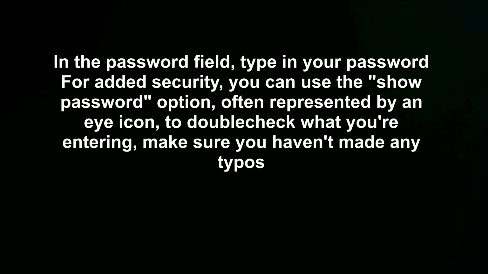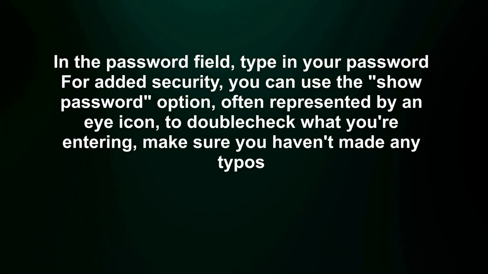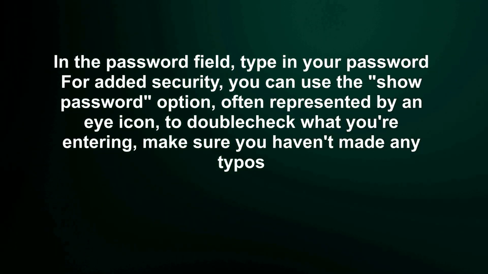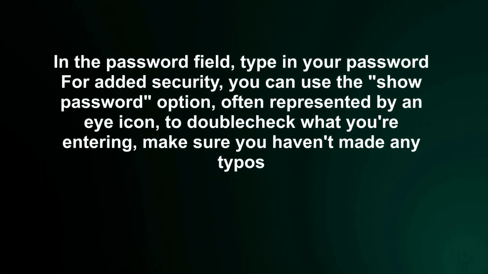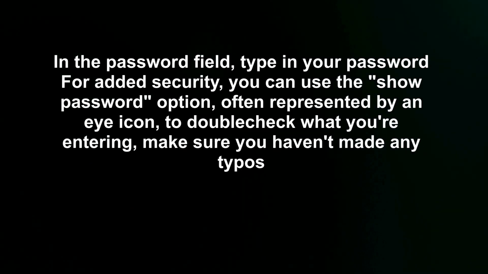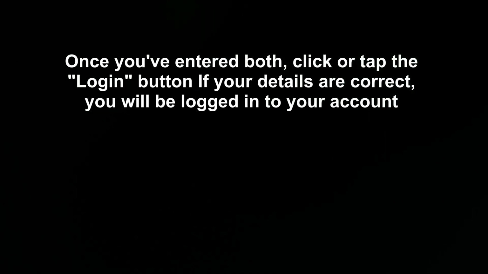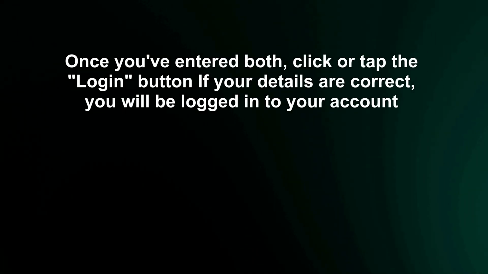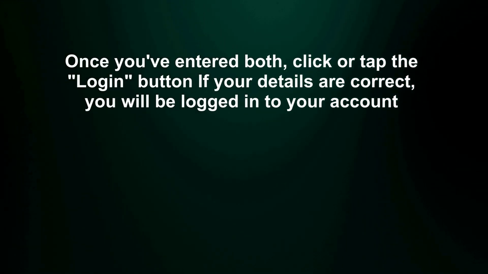In the password field, type in your password for added security. You can use the Show Password option, often represented by an eye icon, to double-check what you're entering. Make sure you haven't made any typos. Once you've entered both, click or tap the Login button. If your details are correct, you will be logged into your account.